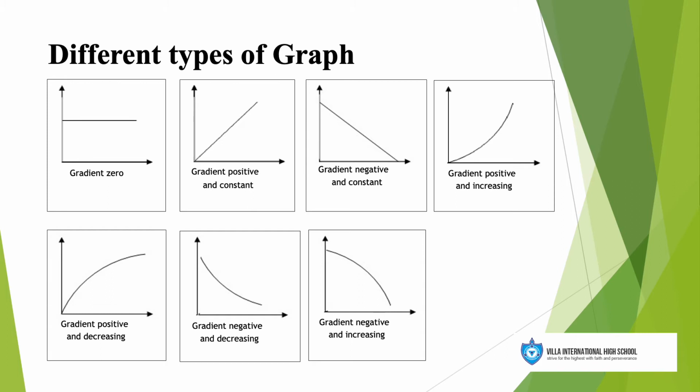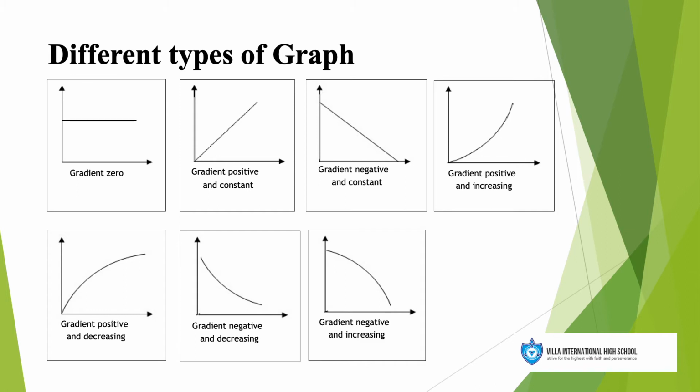Then the last graph, gradient is negative. Obviously, the graph is going down, which means that the gradient is negative, and initially the slope is less. When it is moving down, the slope is increasing. So we can say the gradient is increasing. We can conclude for the last graph: gradient is negative and increasing.